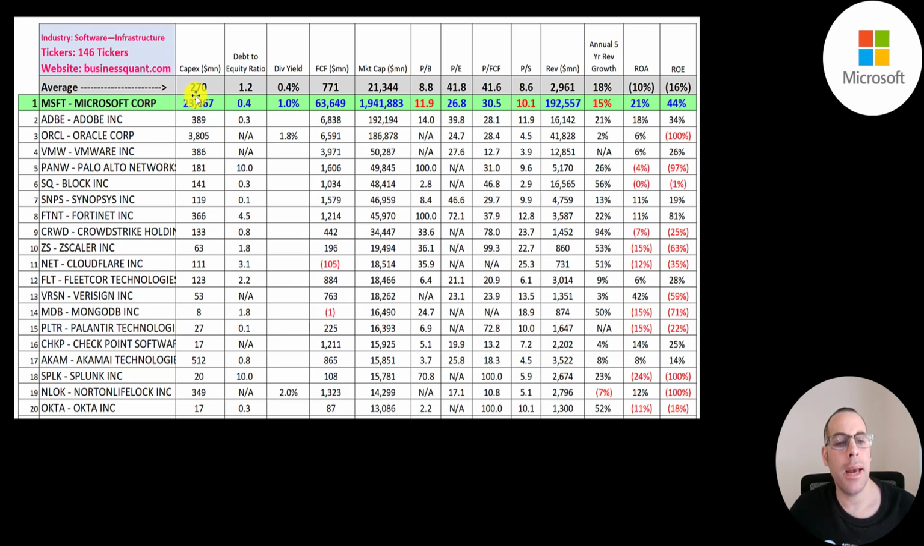They spend a ton in CapEx. They have a good debt to equity ratio. They pay a small dividend. Most companies in this industry do not pay a dividend. They generate a ton of free cash flow. Their price to book and price to sales is worse than average, but their PE and price to free cash flow are better than average. Their 5-year annual revenue growth rate is 15%, which is worse than average, but 15% isn't terrible. At least it's double digits. And they have a really good ROA and ROE.